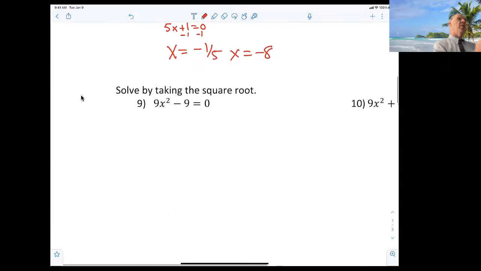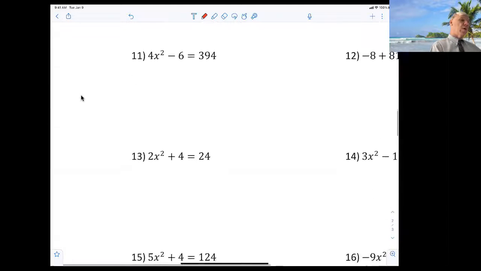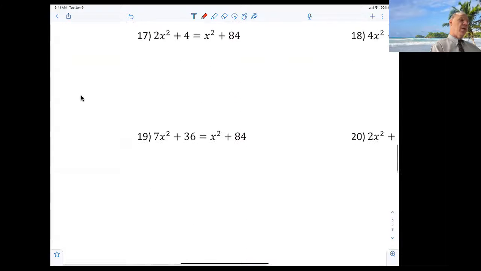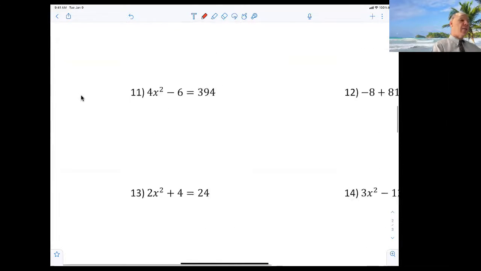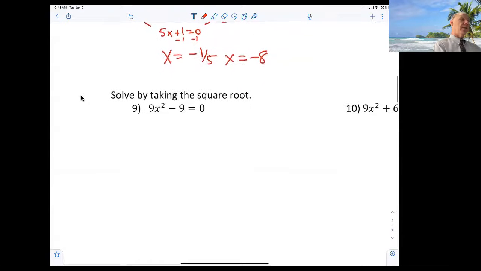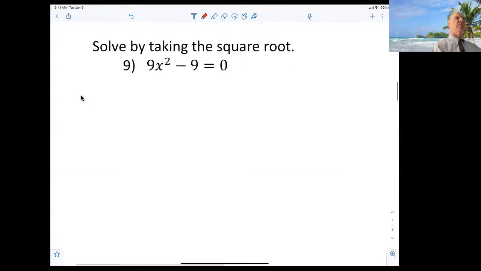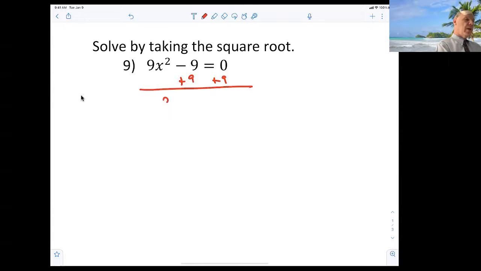Now the new topic. Simple, simple, simple. On all of these problems, there is no x term, there's just an x squared, which means they're really simple. You're isolating the x squared. So I'm going to go slow on the first one. I'm adding 9. So then 9x squared equals 9. Then I divide by 9. So x squared equals 1.